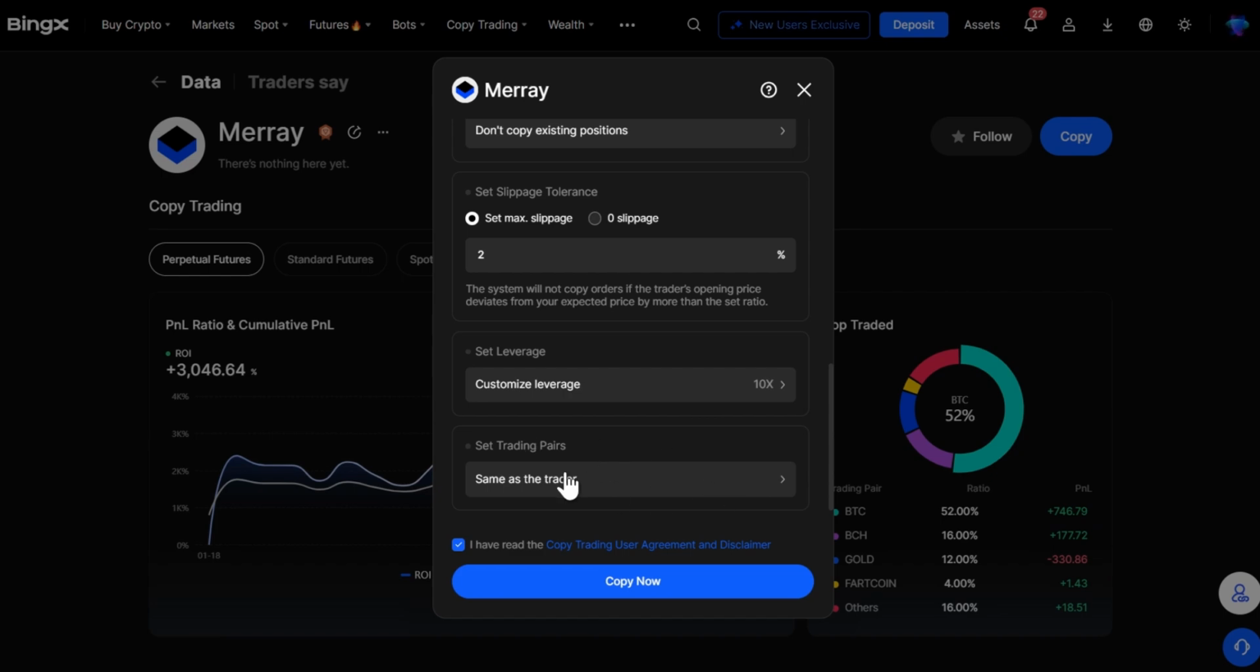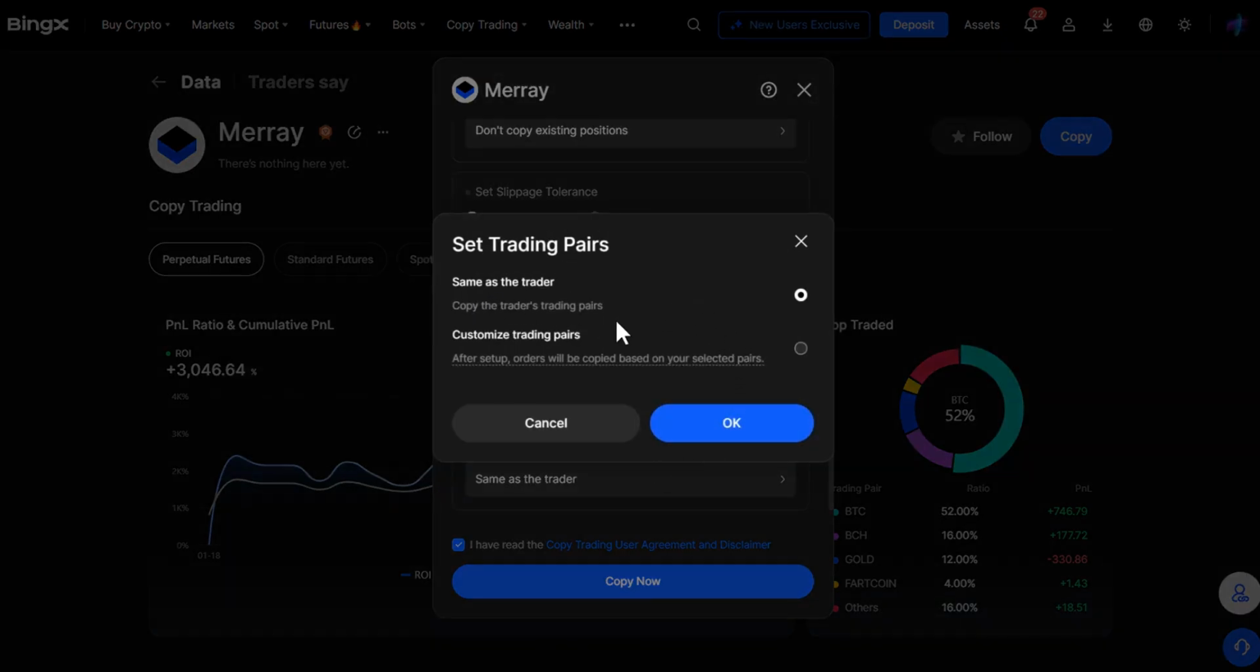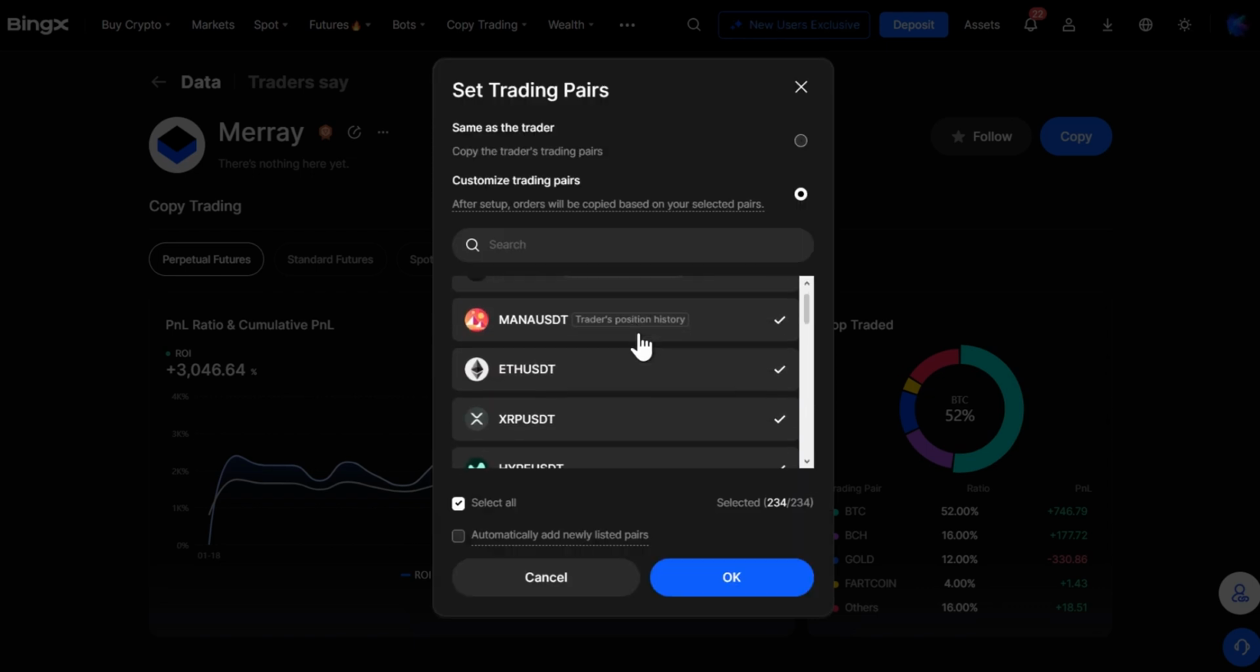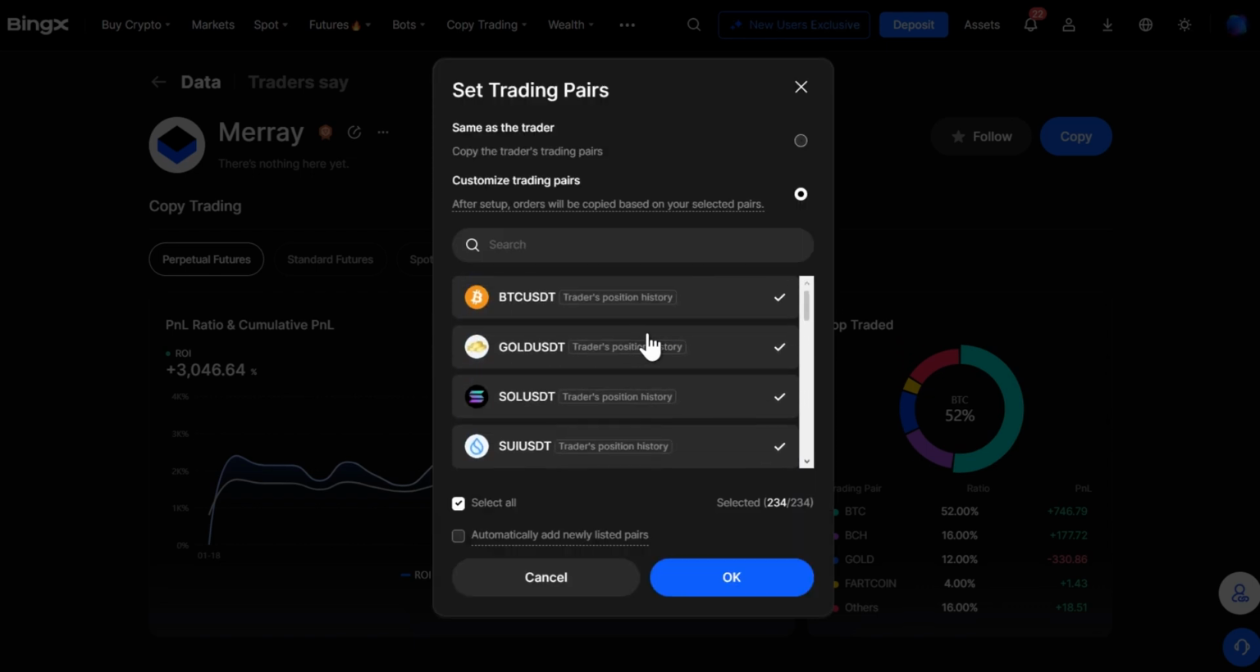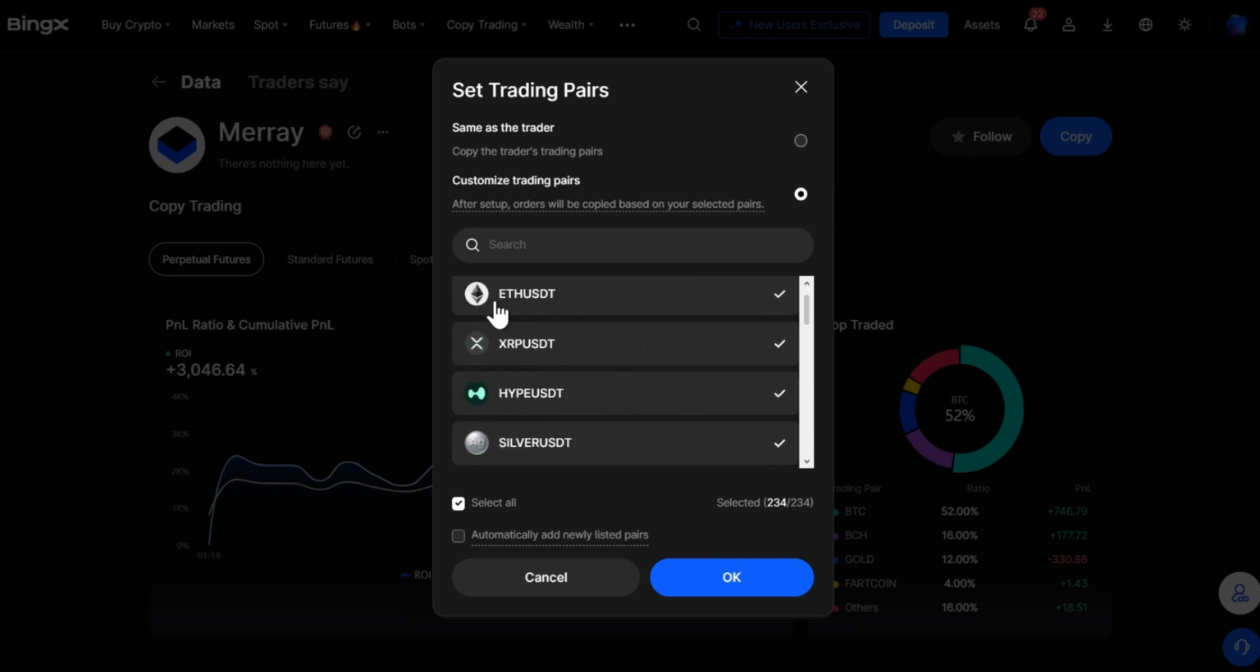On trading pairs, you can choose to copy all trading pairs. This follows every trade the trader makes across all cryptocurrencies. You can also select specific pairs only. I recommend starting with just major pairs like BTC and ETH until you're comfortable with how copy trading works.